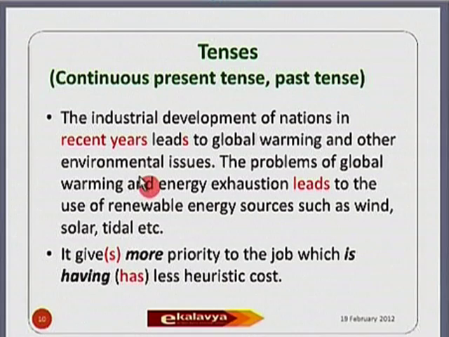Now, I'll go back to the first statement. "The industrial development of nations in recent years very clearly means the past, leads to global warming and other environmental issues." The writer is again confusing tenses here very clearly. "The problems of global warming and energy exhaustion leads to the use of renewable energy sources such as wind, solar, tidal, etc." What is the problem here of singular and plural? So please be very careful about the tenses that you are using.